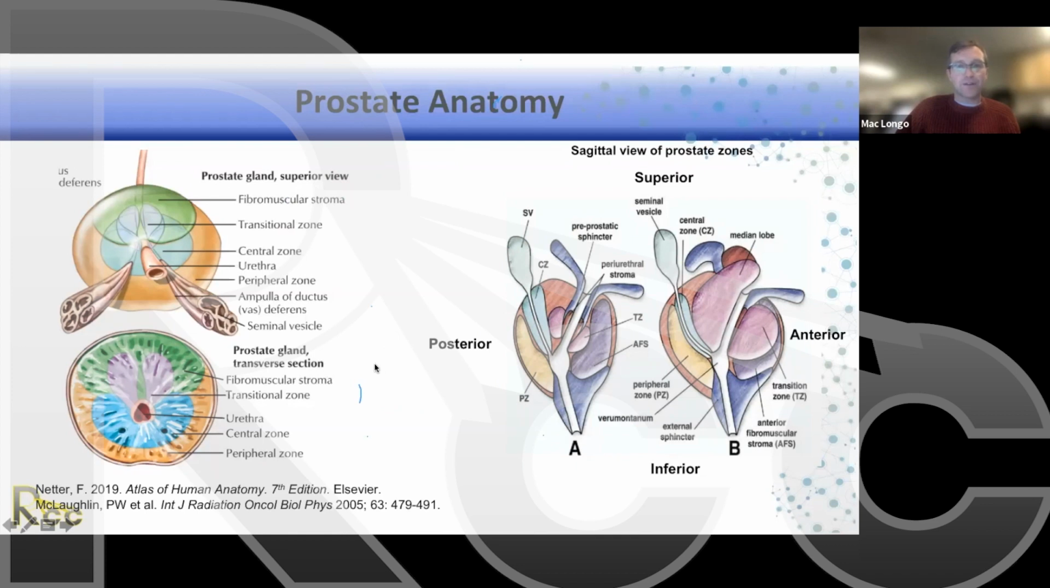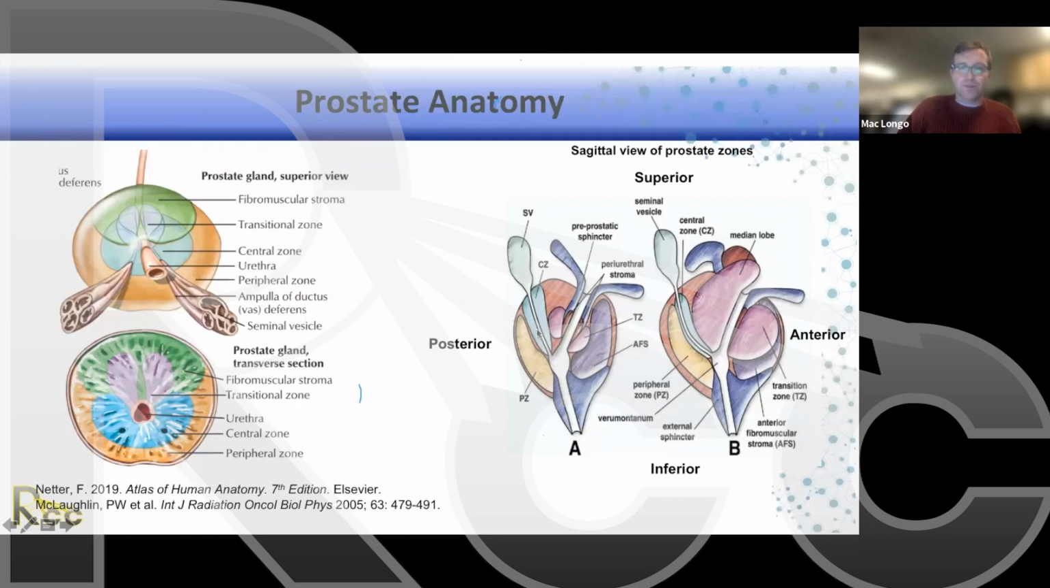I just want to call your attention to the cartoon on your right, which is a sagittal view of the prostate. Here where my arrow is, this is a normal sized prostate. Posteriorly lies the peripheral zone. Between 60 and 70% of prostate cancers arise within the peripheral zone. Posterior to the peripheral zone is the rectum. These are the tumors that we can more easily feel on a digital rectal exam.